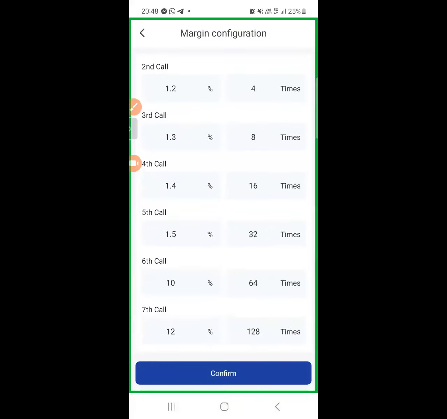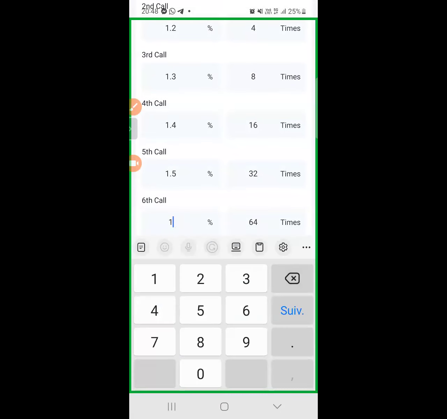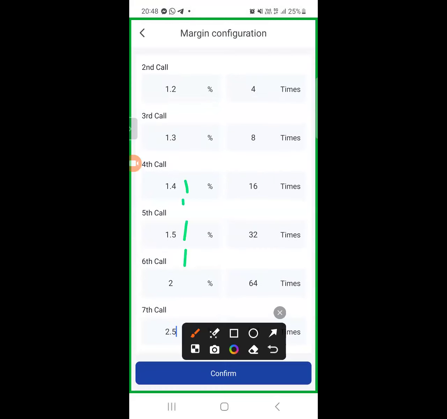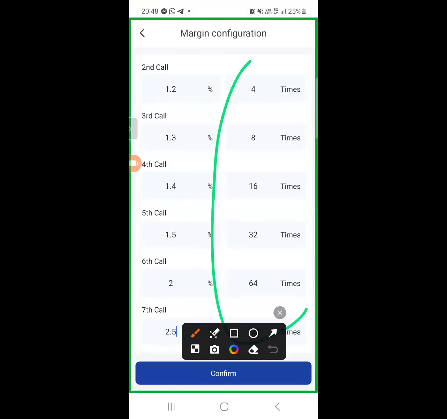1.5. Then for the 6th and 7th, you can say, for example, here I want 2%, then here I will put 2.5. So if you see that the coin is not going in your direction, you can come and increase the next calls to slow down the robot, so it doesn't use your money faster, and also to make you get more pieces of that coin at a cheaper rate. Okay, so here it is now, this part.